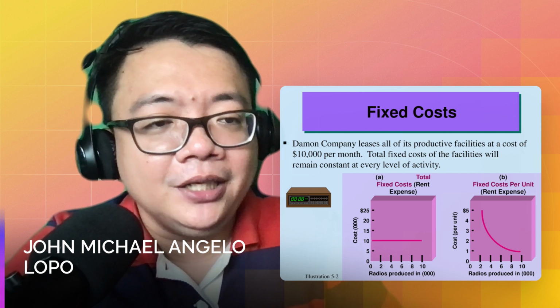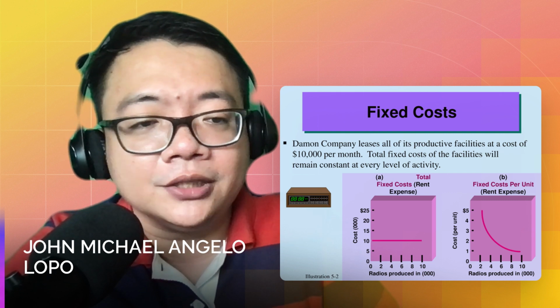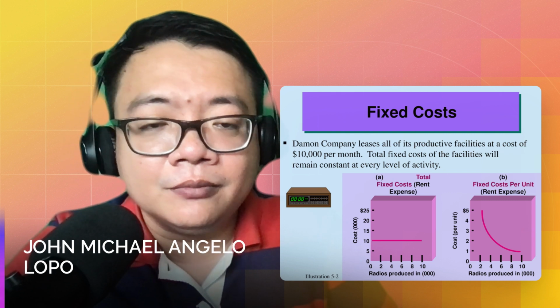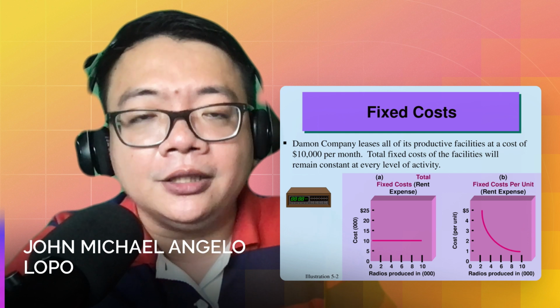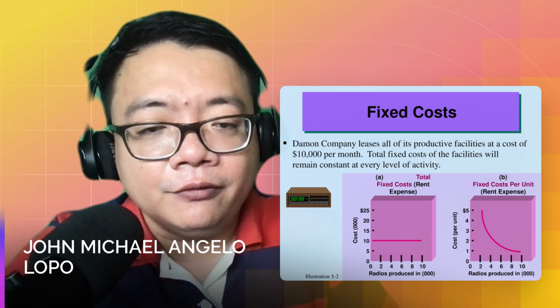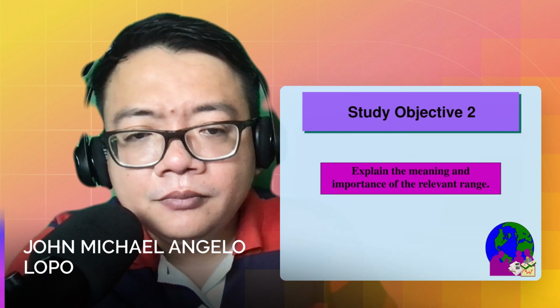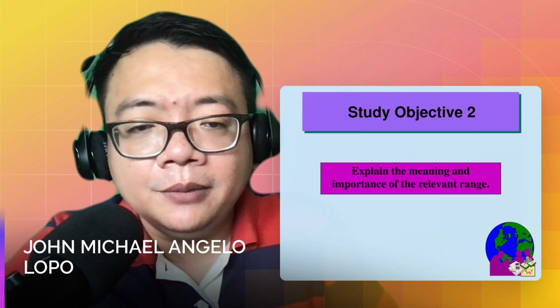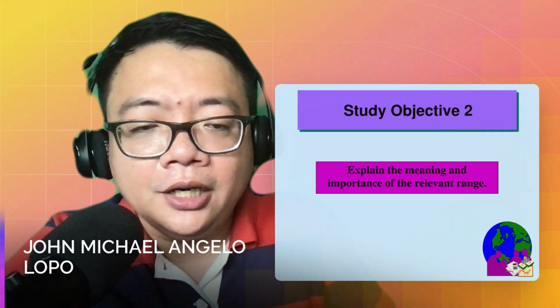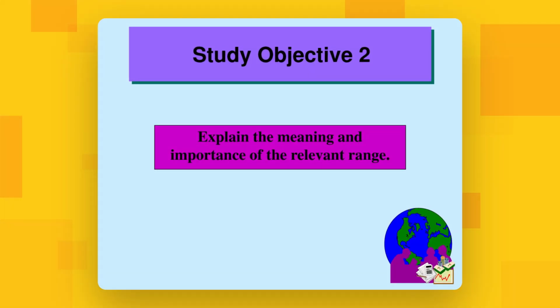That's the summary of the variable cost, the fixed cost, and the variable cost per unit, and your fixed cost per unit. Okay, next one. So explain the meaning and importance of your relevant range. So ano bang ibig sabihin, class, ng tinatawag nating importance and the relevance of your activity level?